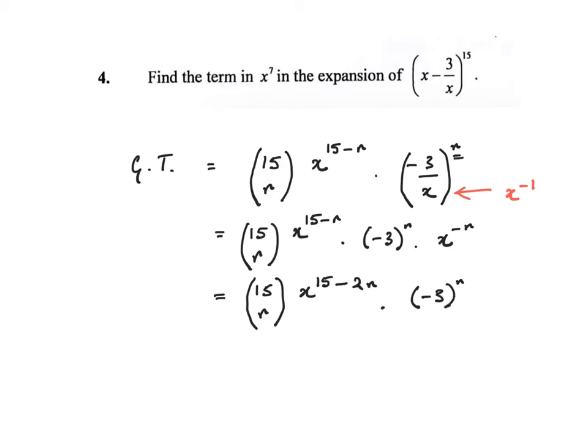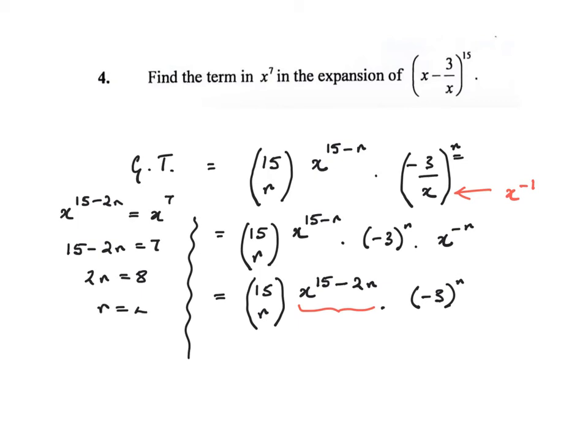Now this is the part that we want. We're interested in x to the power of 7. So x to the power of 15 minus 2r equals x to the power of 7. Means that 15 minus 2r equals 7. 15 take away 8 is 7, so 2r equals 8 and r equals 4. So if we pop 4 back in, we have 15 choose 4.